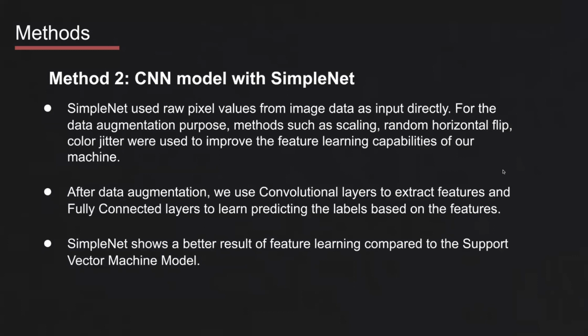The second method we used is the CNN model with the SimpleNet. The SimpleNet used raw pixel values from image data as input, and for data augmentation, methods such as scaling, random horizontal flip, and color jitter were used to improve the feature learning capabilities. After the data augmentation, we used convolutional layers to extract the features and FC layers to learn to predict the labels. SimpleNet showed better feature learning compared to that of the support vector machine.